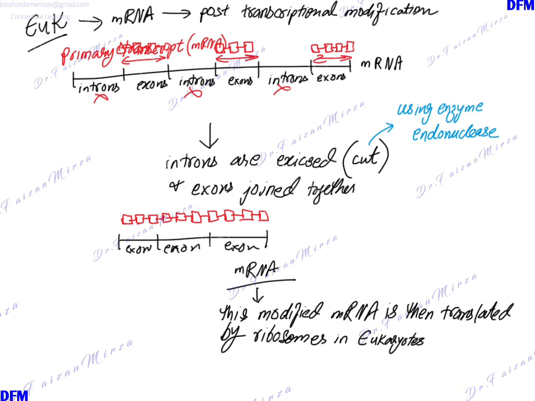And this post-transcriptional modification of converting the primary transcript of mRNA into mature mRNA occurs in eukaryotes only. This is a feature of a eukaryotic cell, and this doesn't occur in prokaryotes.